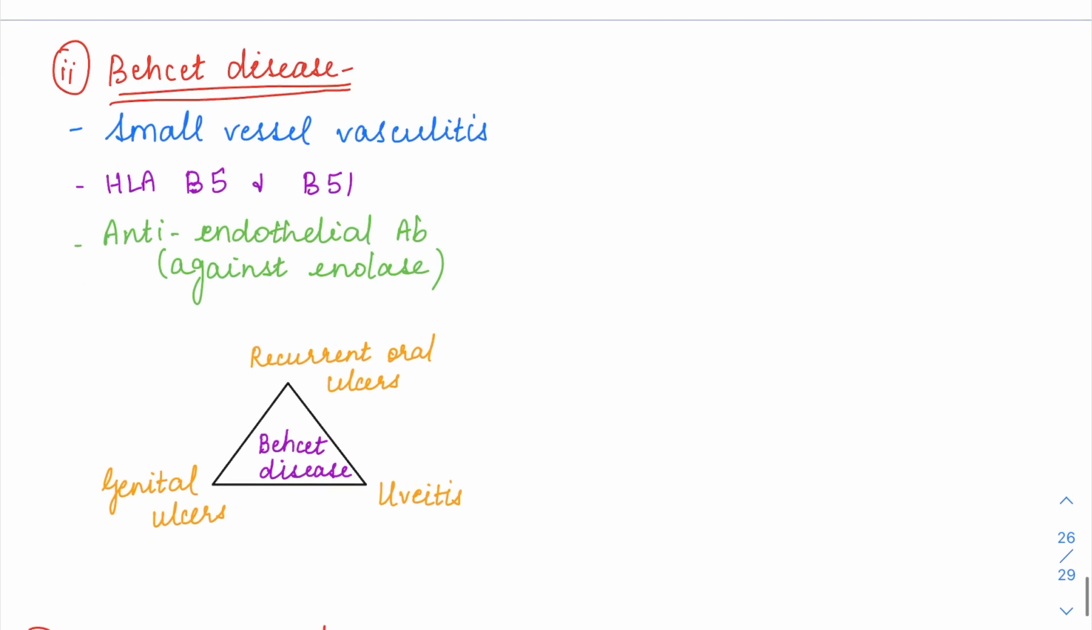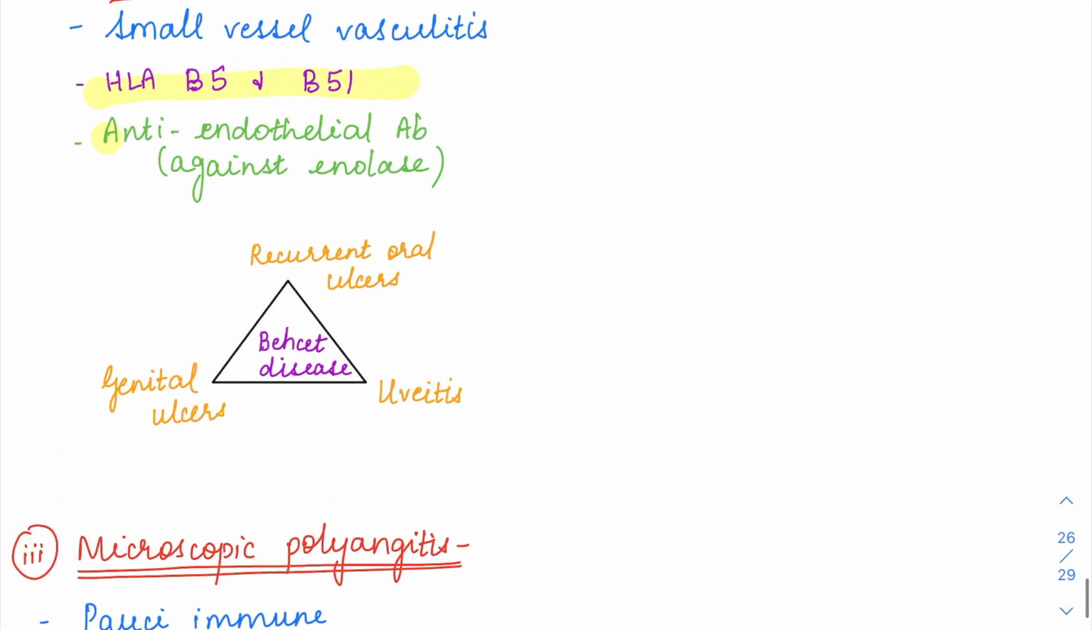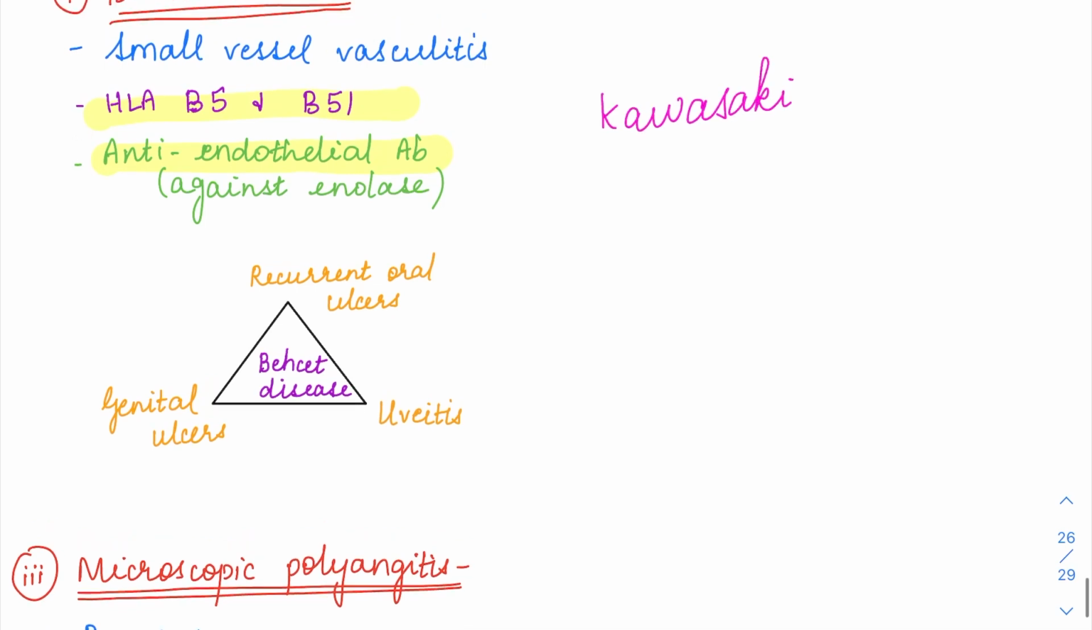The next small vessel disease will be Behçet's disease. Here again the HLA associations are important. It is associated with HLA B5 and B51. And here again you can have anti-endothelial antibodies, but here they are going to be directed against enolase. So in Kawasaki disease also we saw these anti-endothelial antibodies, right? So Behçet's disease also has anti-endothelial antibodies which cause the vessel injury.